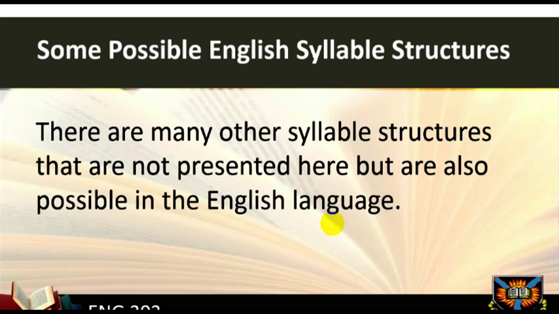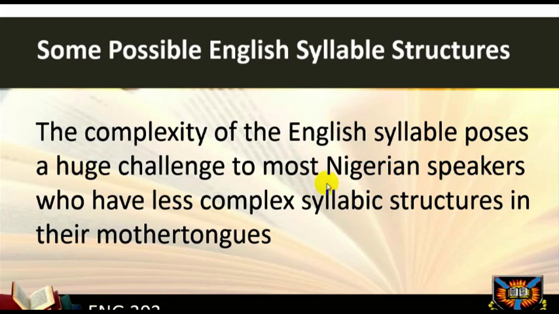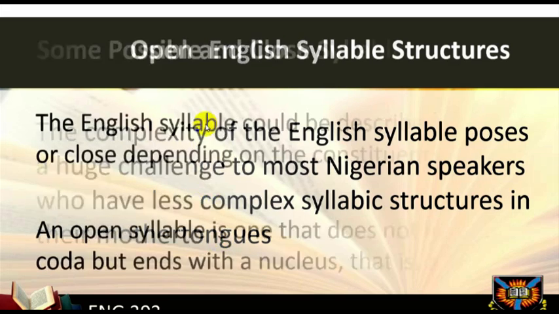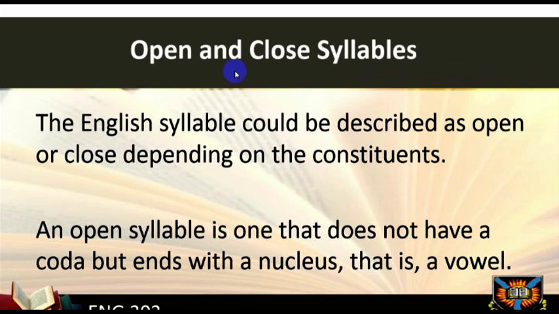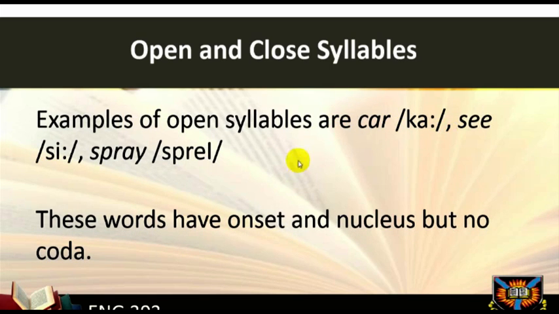The complexity of the English syllable poses a huge challenge to most Nigerian speakers who have less complex syllabic structures in their mother tongues. Open and closed syllables. The English syllable could be described as open or closed, depending on the constituents. An open syllable is one that does not have a coda but ends with a nucleus, that is, a vowel. Examples of open syllables are car, spray. These words have onset and nucleus but no coda.